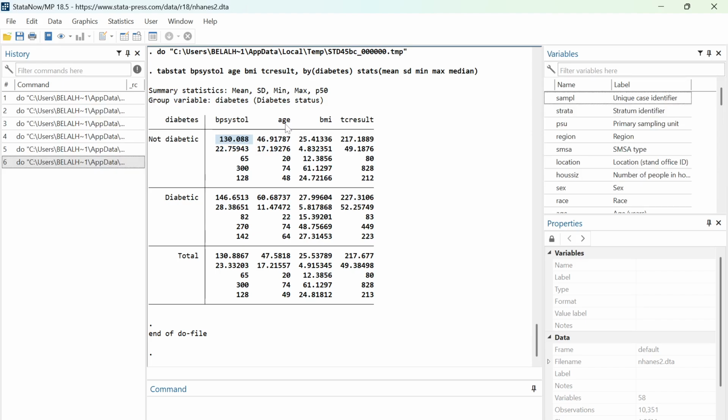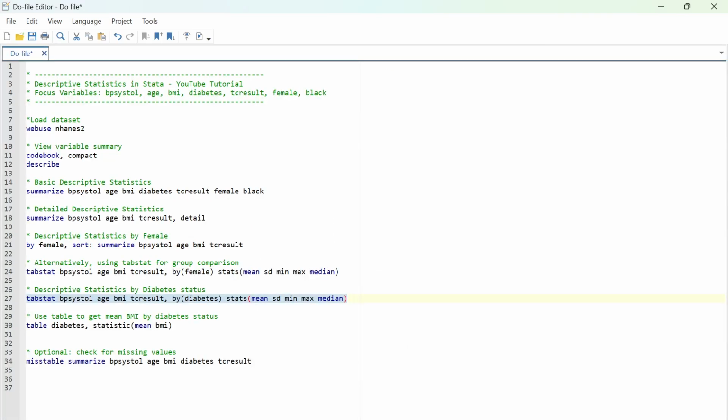So for understanding the group difference, use the command tabstat, and then the variable, and then comma by the group variable. I think that's all for this demonstration.